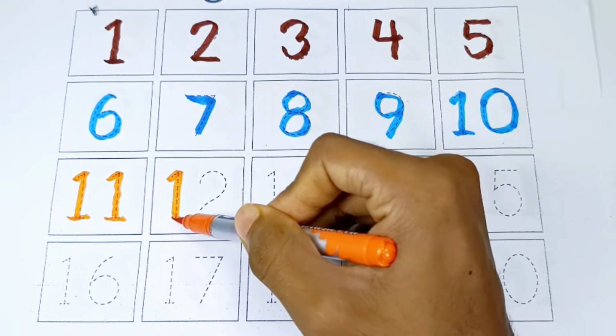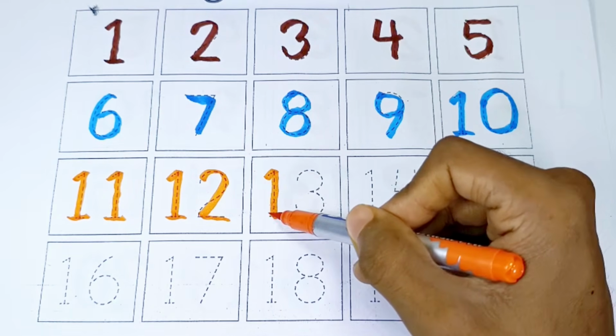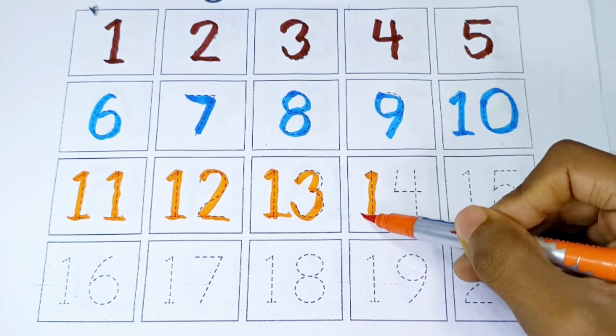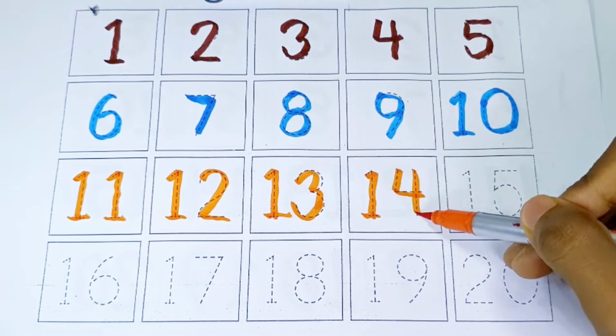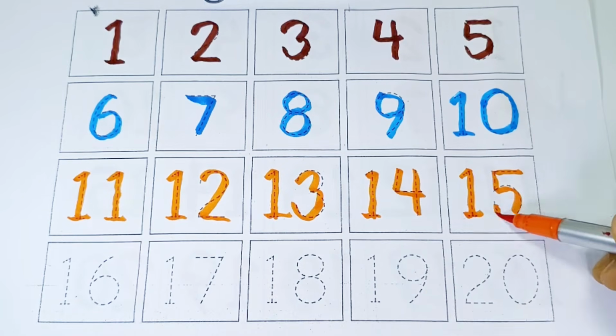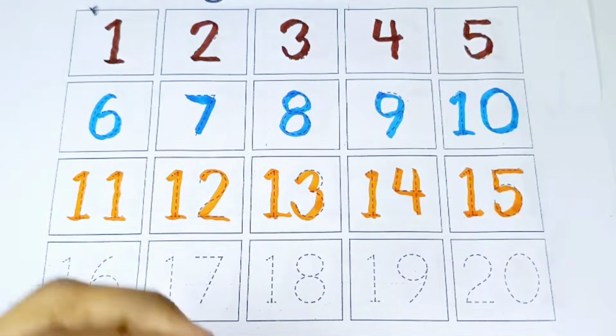11, 12, 13, 14, 15. Kids, now you draw 16 and use dark green color.